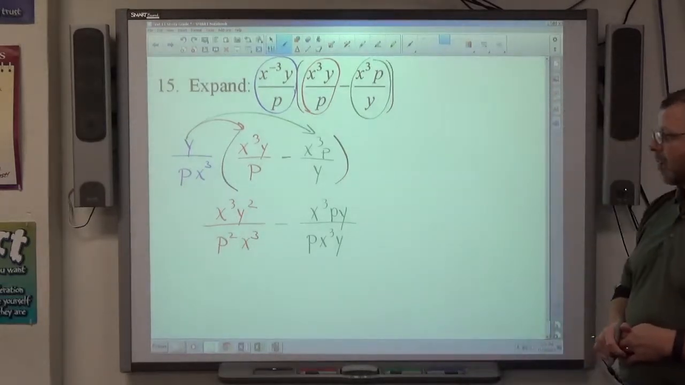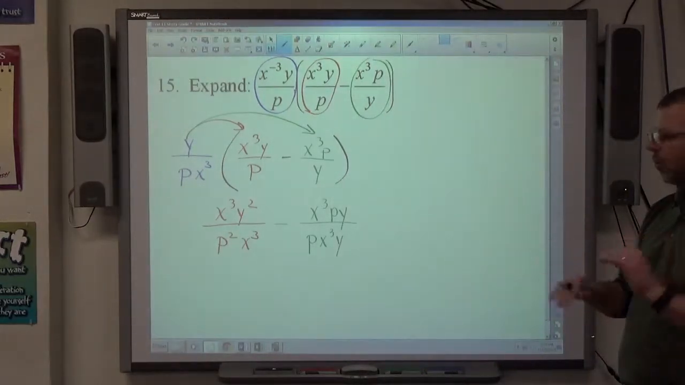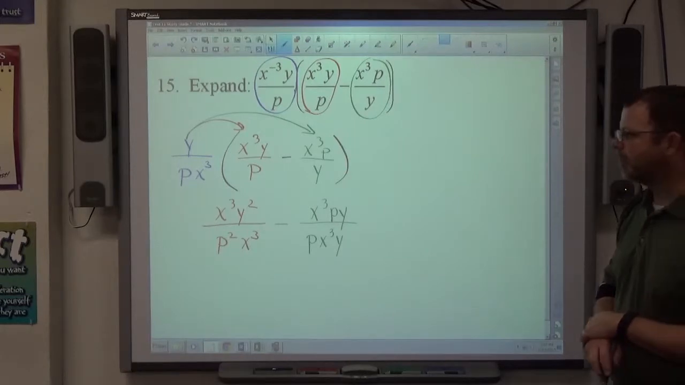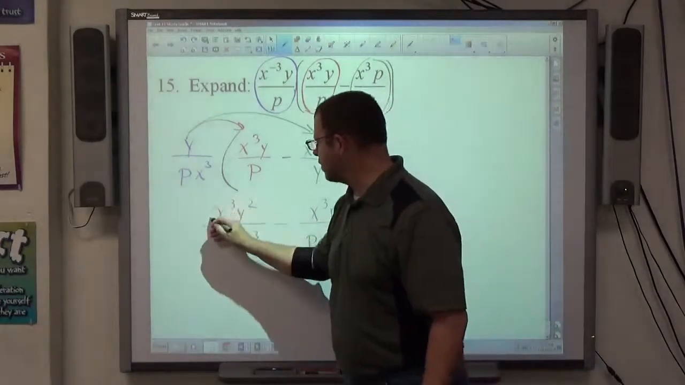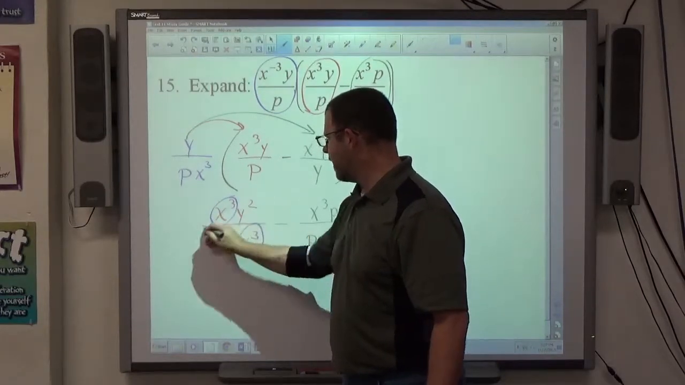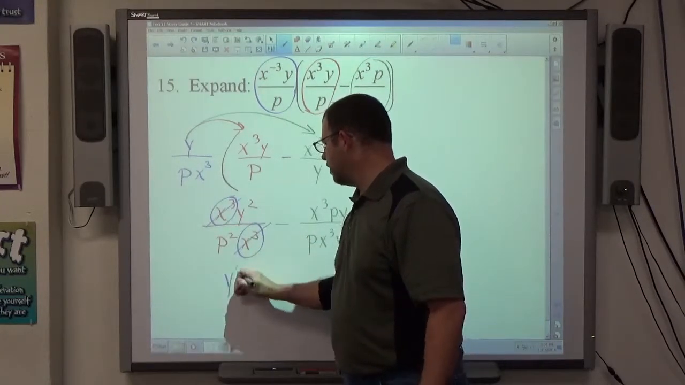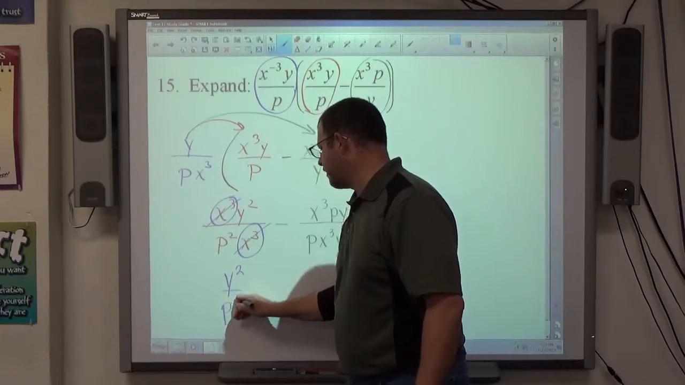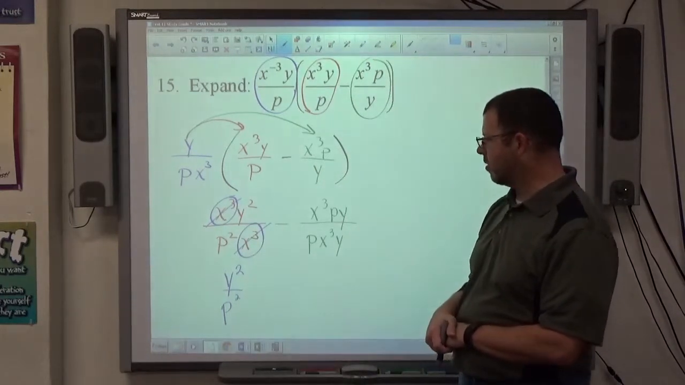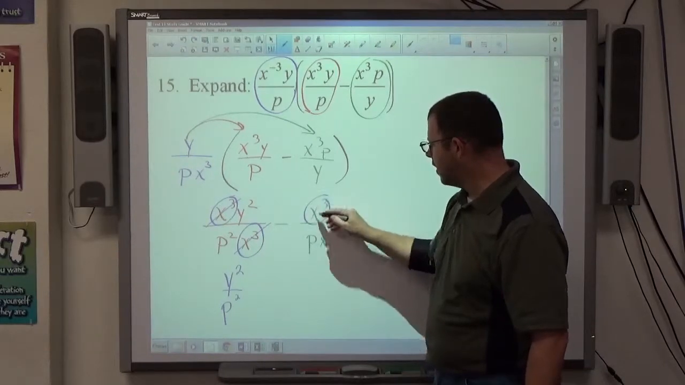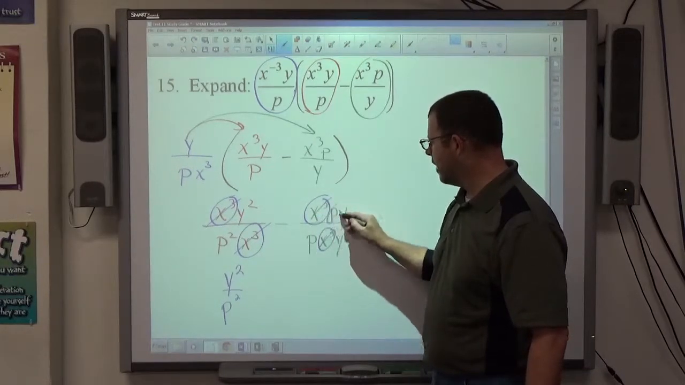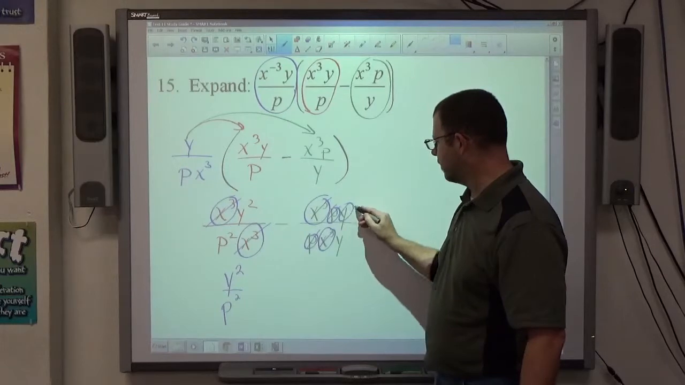And just like that, I've got two terms in my answer that I then have to simplify as much as I possibly can. So the first term, I'm noticing that there's too many x's, so they cancel. Y squared and p squared, there's one of each of those, they're perfectly fine where they're at. Y squared belongs on top, p squared on the bottom. The second term, there's too many x's, too many p's, too many y's. The x's cancel, the p's cancel, the y's cancel.